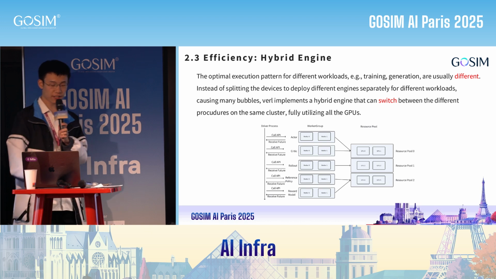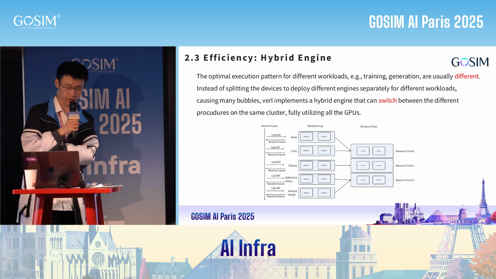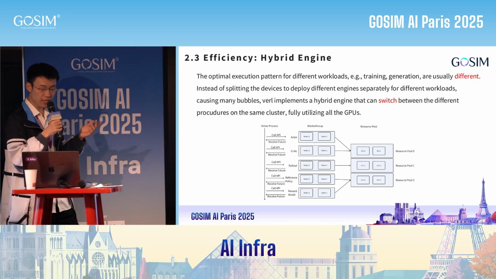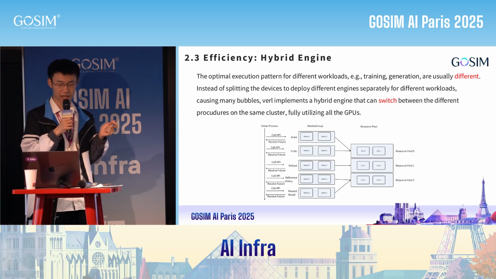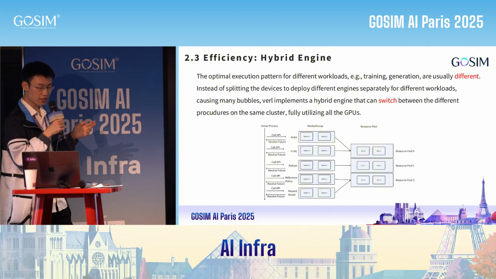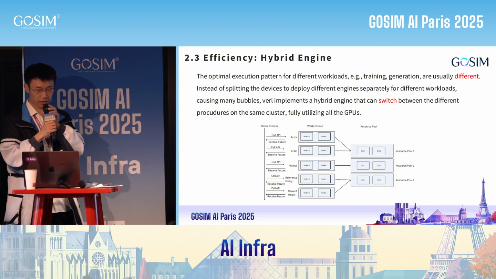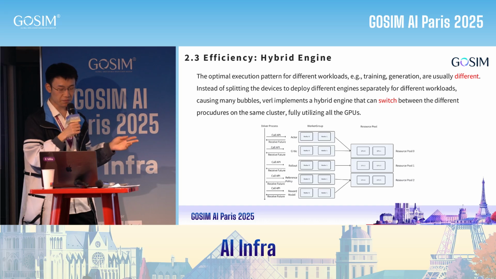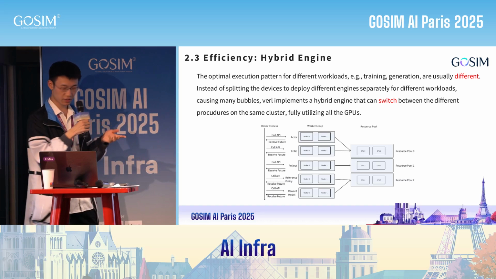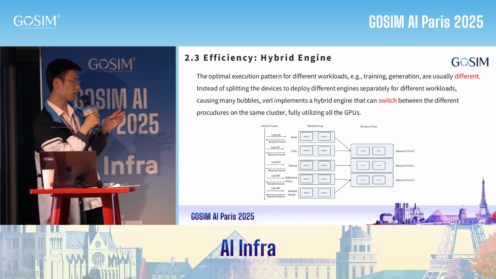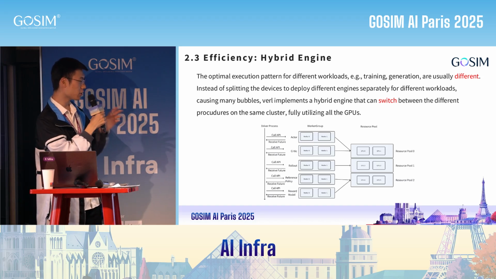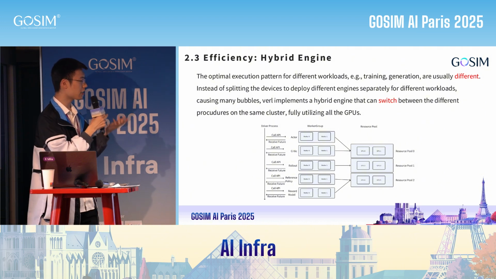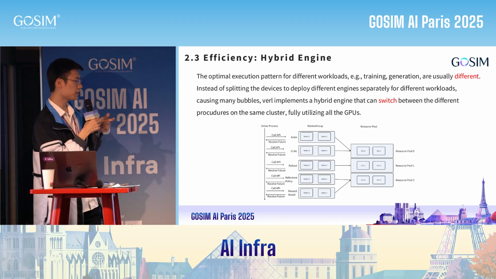Another factor in reinforcement learning is that the execution patterns and workloads are different. If the engines driving this workload are allocated to different devices, it will lead to a lot of bubbles, because some operations, like auto-generating, take a long time, and computing the log likelihood requires only a little time.